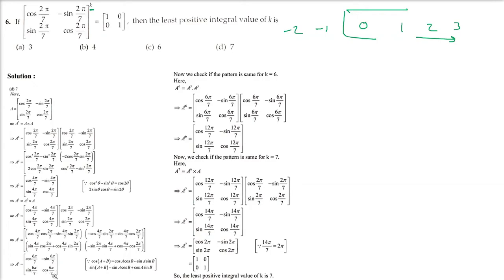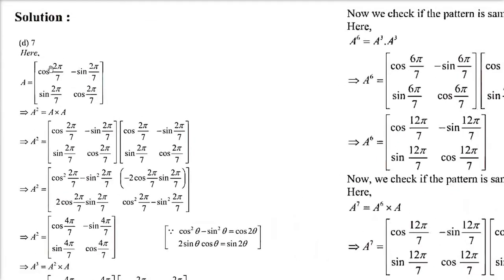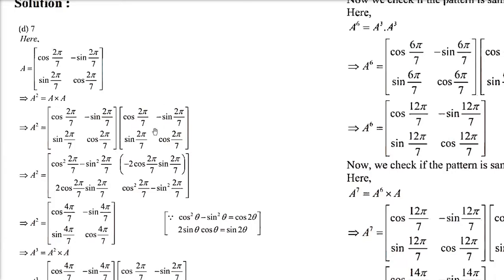So I hope you are comfortable with the matrix multiplication. So when you take the A square, you have to multiply A with A. That is, first row, first column I am multiplying. Cos 2 pi by 7 with cos 2 pi by 7, cos square 2 pi by 7. Minus sin 2 pi by 7 and sin 2 pi by 7. That is going to be minus sin square 2 pi by 7. So this is how you have to multiply first row with these two columns of the next matrix, and second row with the two columns of the second matrix, and just write what you are getting.